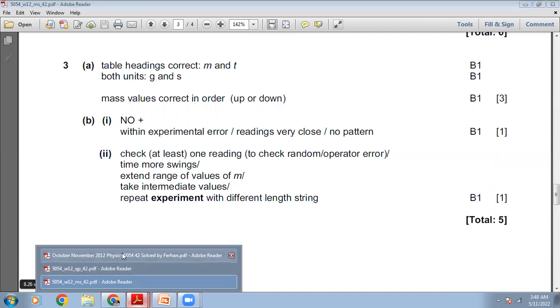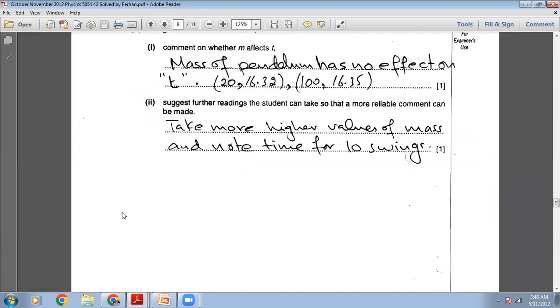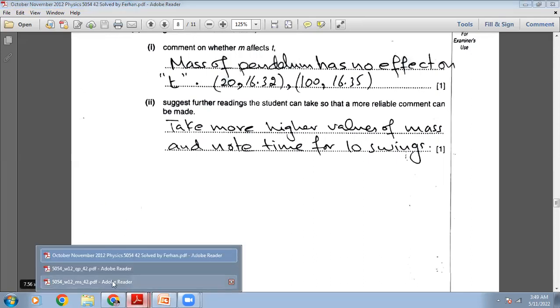Another thing which you can do, you can change the length of the pendulum, and you will observe the time period will change. But by changing the mass, there will be no change in the time period. Take higher values of the mass and note the time for 10 swings. You will observe there is no change. So from here, a more reliable comment could be made that the mass of the bob does not affect the time period of the pendulum.